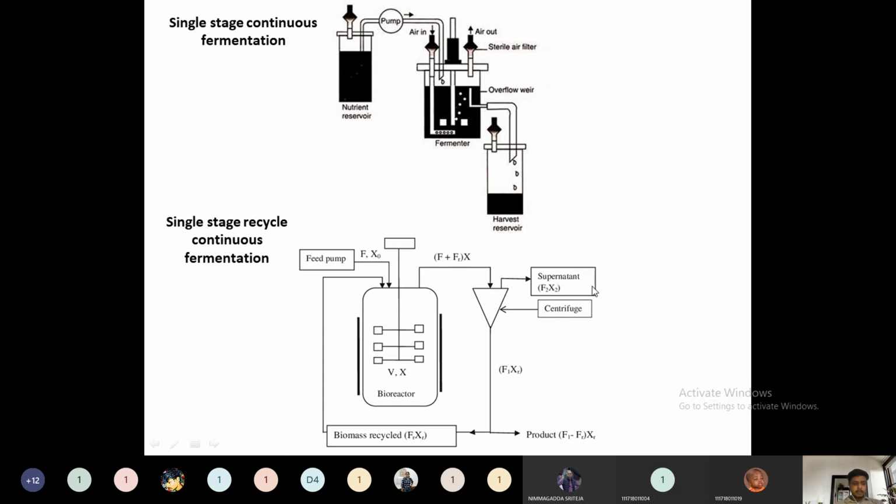In this process, a portion of the fermentation broth, the withdrawn culture, is recycled to the fermenter once again. Whatever biomass is not converted, or the fermentation broth, will be collected in the centrifuge after separation of the product that is formed. The supernatant is nothing but the product that is formed, which will be collected as a fraction. Then the remaining part will be sent back through the recycle loop to the fermenter.